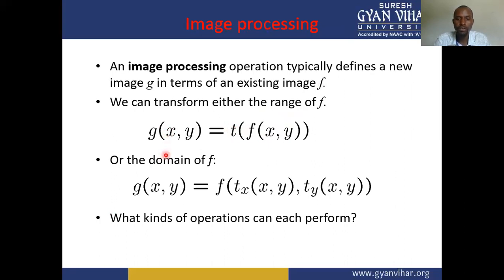Or we can also say that this new image, the filtered or processed image, can be given by the transformation of F. We apply the transformation on the x-axis, putting in mind both the x and y-axis, comma the transformation of y along the x and y-axis. So these are the two ways that you can perform image processing.